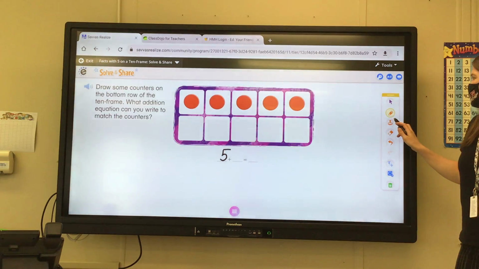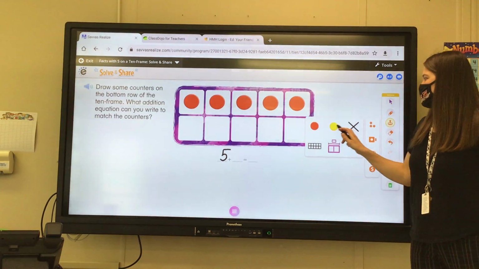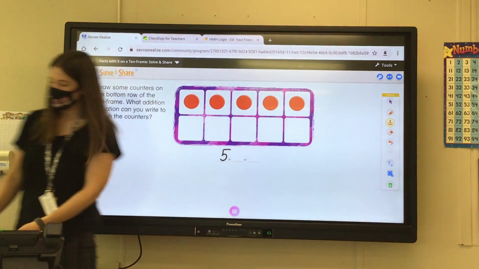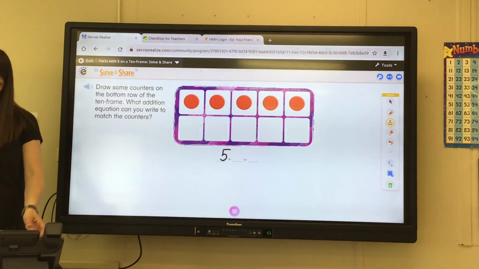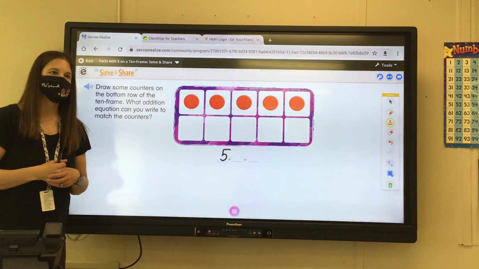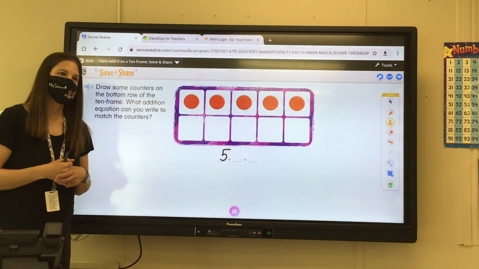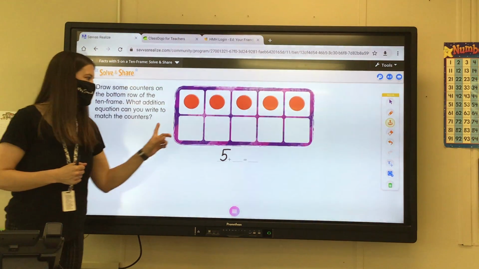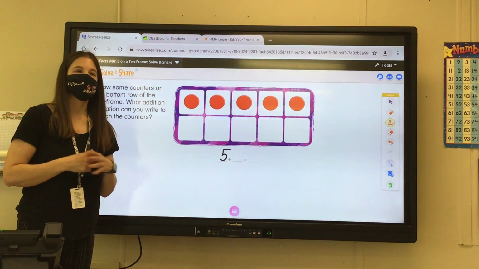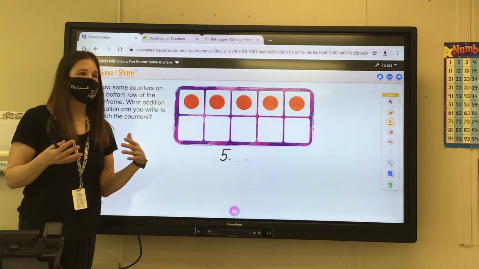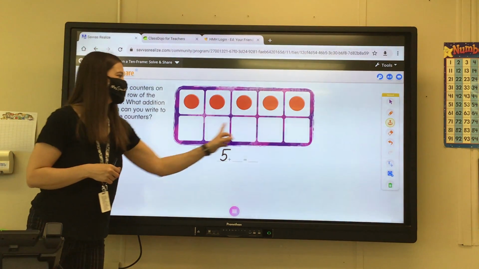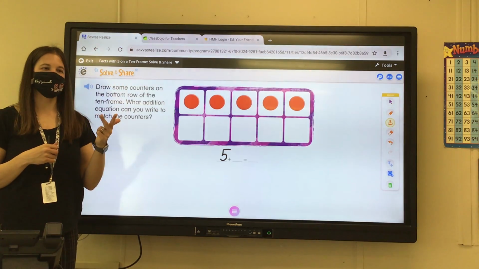Now we're going to make more counters to make an addition problem. We're going to add some more counters on the bottom there. Isla, how many more counters should we add? Do you want to do 2, 3, 1, 4, 5? Oh, it can't be 7. It's got to fit in this bottom row. So it can be 1, 2, 3, 4, or 5.